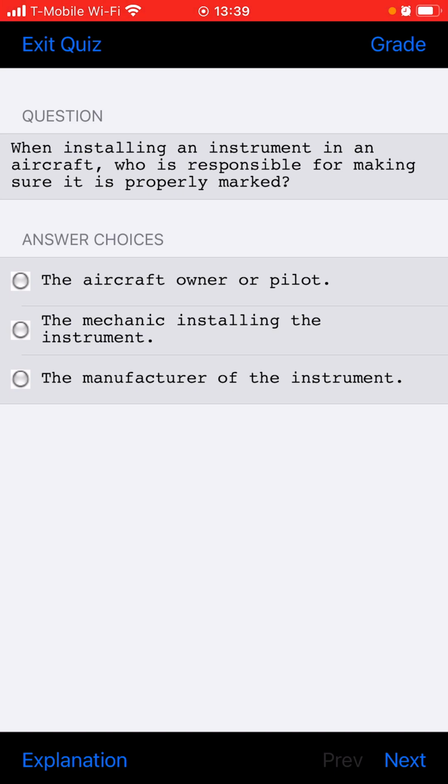Why are electronic fuel quantity indicating systems more accurate than others? They measure mass of fuel instead of volume.